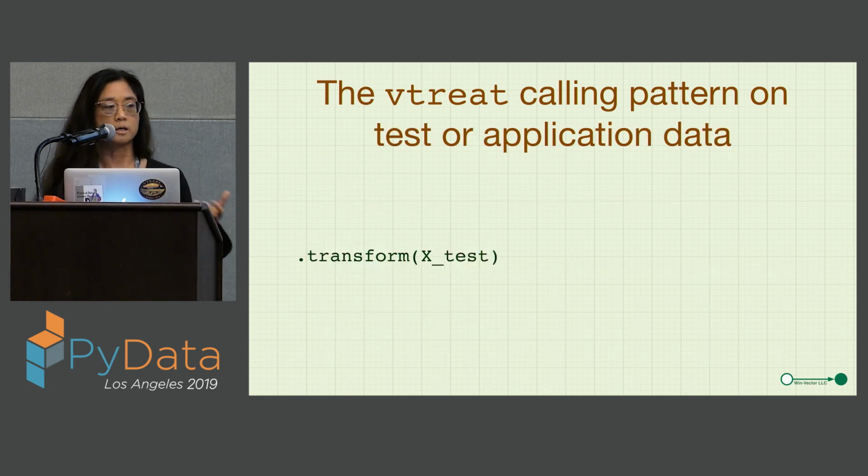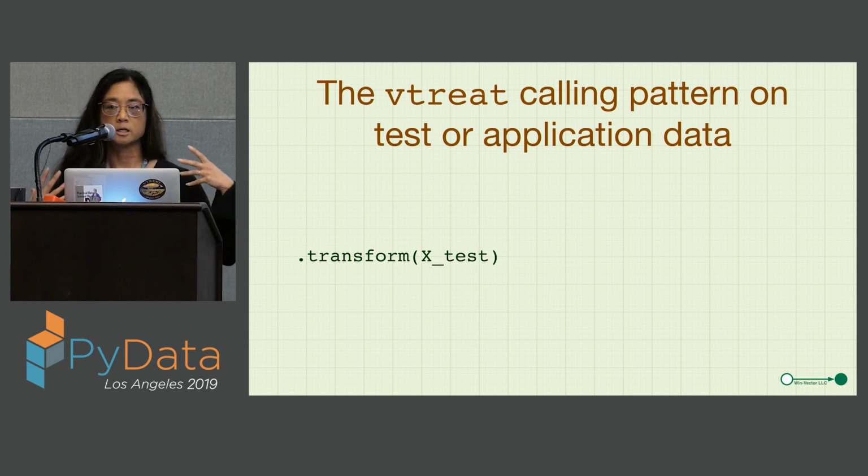And then once you've got your treated training data, and you've fit a model, and you want to apply that model to new data, you simply take your existing treatment plan, you transform that new application data, and then you can apply the model to it. So basically, all of the vtreat processes that we've discussed in this talk are available to you in basically 1 or 2 lines of code. Easy peasy.